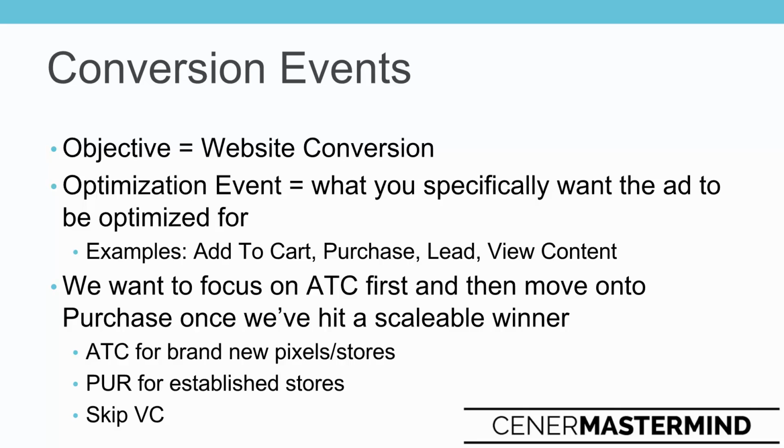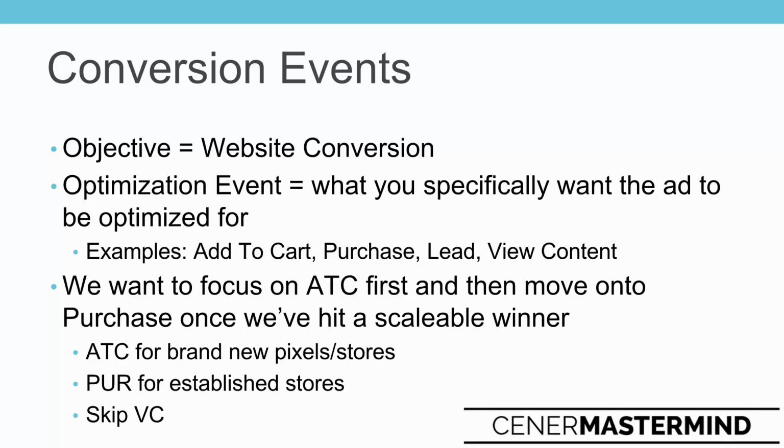So we want to focus on add to cart first. Okay, we're going to want to move on to purchase once we've hit a scalable winner, but in general, add to cart, the event, you'll see this. Add to cart optimization event is used for brand new stores and brand new pixels. The purchase optimization event is used for established stores and established pixels, and you definitely want to skip view content. It's not valuable. It's the same as basically a cost per click ad, right? It's not necessarily taking full advantage of the power of Facebook, especially the power of Facebook plus the pixel. So at the bare minimum, you want to be optimizing for add to cart.